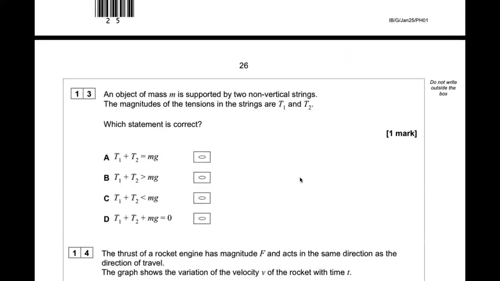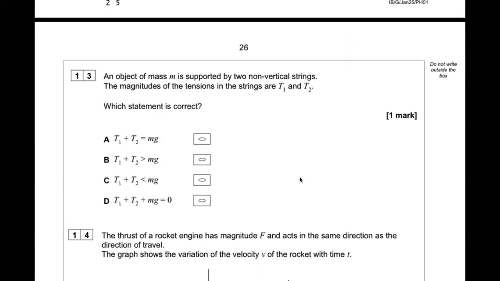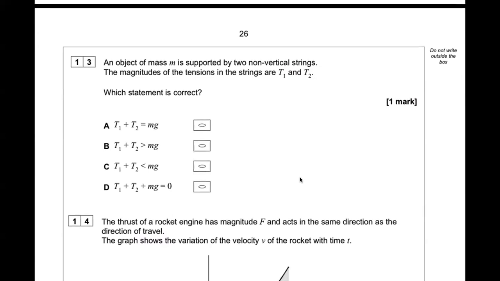Next, an object of mass m is supported by two non-vertical strings. Magnitudes of the tensions in the strings are T1 and T2. Which statement is correct? All right. If these are non-vertical strings, it's probably going to be something like this. This is T1, this is T2, and this is mg, right? So weight is supposed to be vertically downwards. So T1 plus T2, obviously this cannot be just equal to mg. That would be the case if they were in the same direction, so if these were upwards, right?